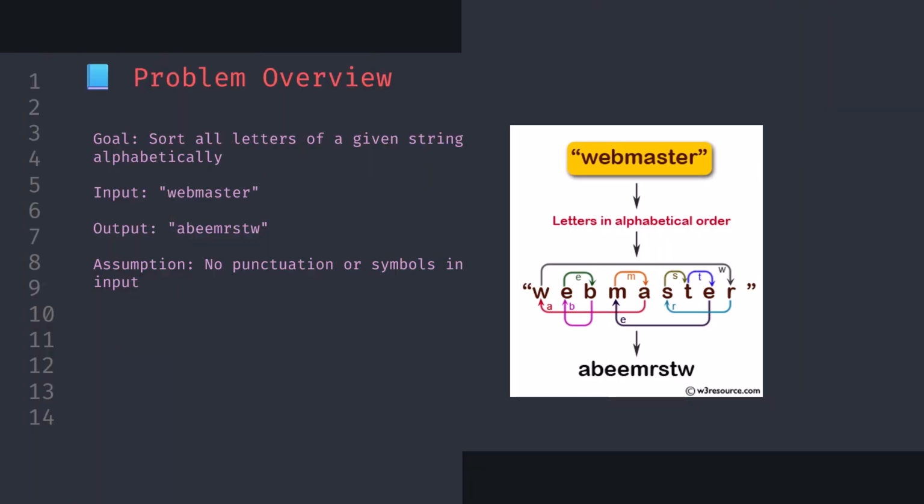We want to rearrange the letters in a string so that they appear in alphabetical order. Given an input like webmaster, we return ABEEMRSTW with no punctuation or numbers. Just focus on letters. Let's look at how to do this in a clean one-liner.